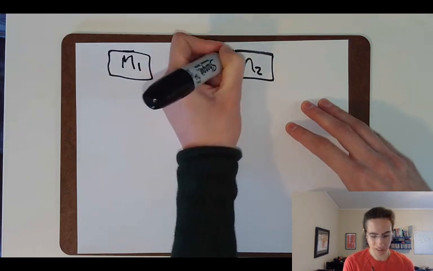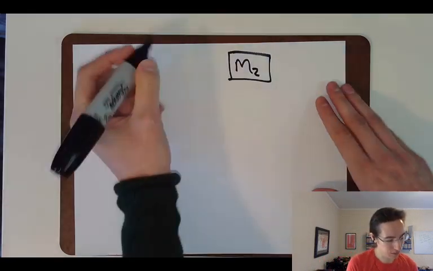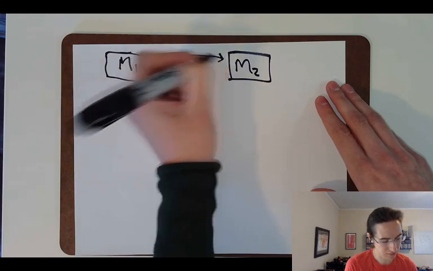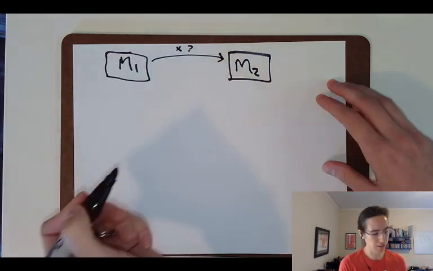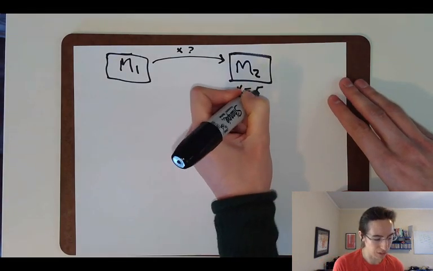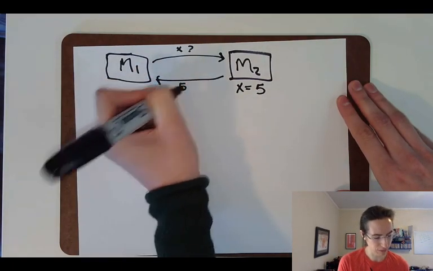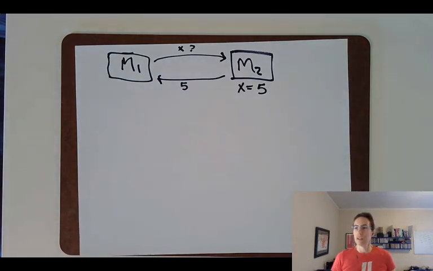Let's say that M1 wants to ask M2 a question and get a response. M1 wants to know what the value of X is. So M1 asks M2, hey, what's the value of X? And let's say M2 happens to know or believe that X is 5. Then hopefully M2 would send back 5. In this simple scenario where there's two machines, one request and one response, what are some of the things that could go wrong? What do you think?